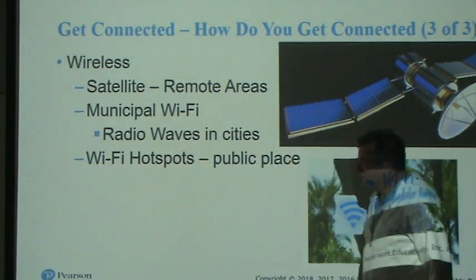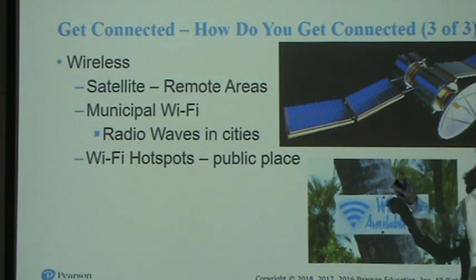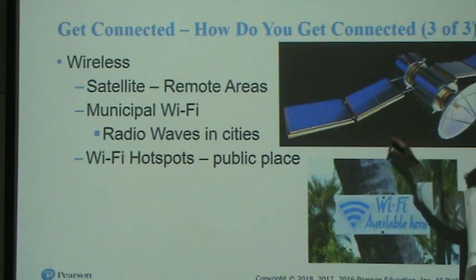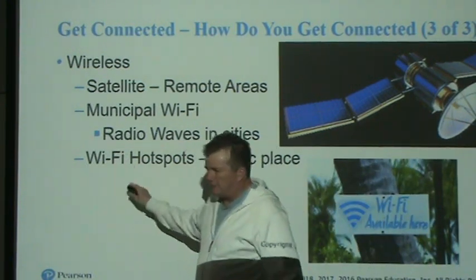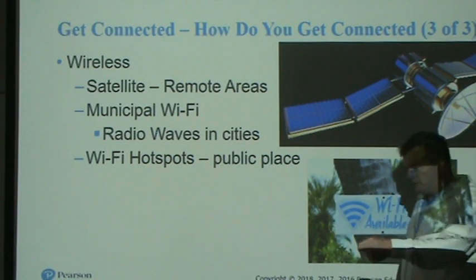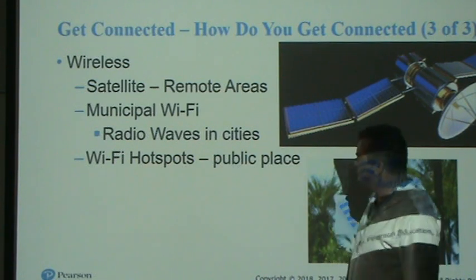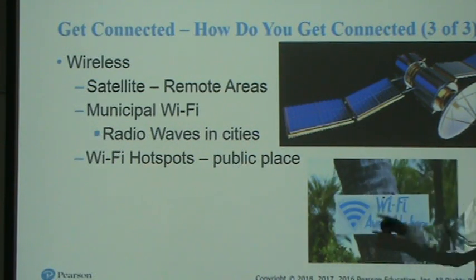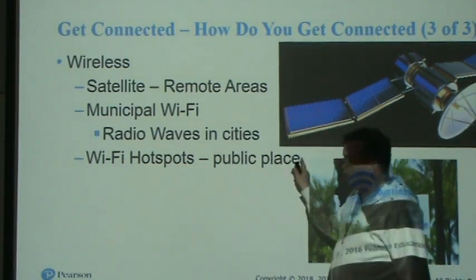So it could be municipal Wi-Fi using radio waves inside of cities, eventually sending signals up to satellites. And then Wi-Fi, which stands for wireless fidelity, is basically a way that you can connect directly to the internet without plugging a wire into your device. You can have Wi-Fi hotspots in public places.